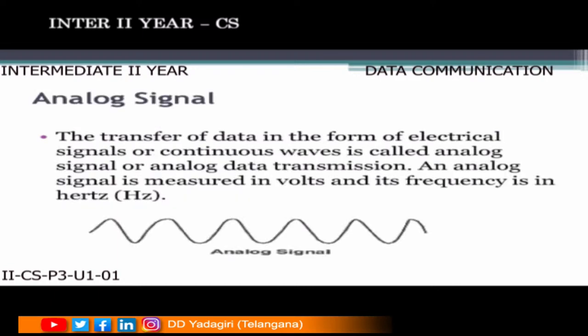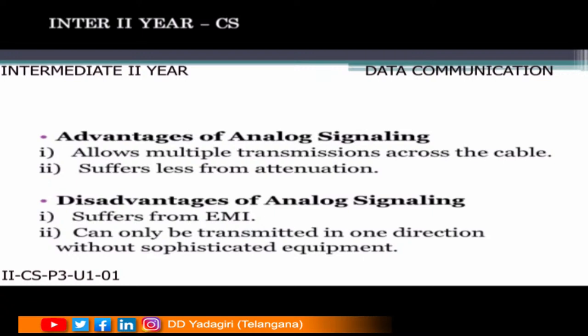What is analog signal? The transfer of data in the form of electrical signals or continuous waves is called analog signal or analog data transmission. An analog signal is measured in volts and its frequency is in hertz. In signaling, there are advantages as well as disadvantages.